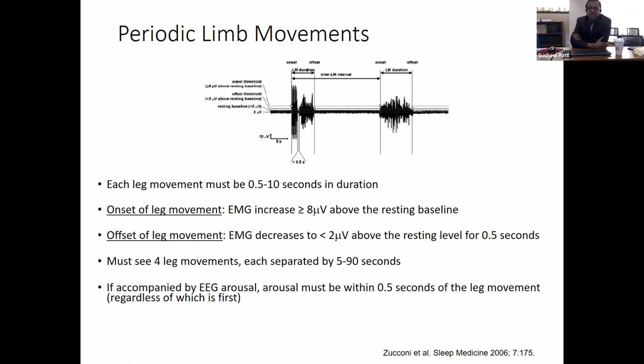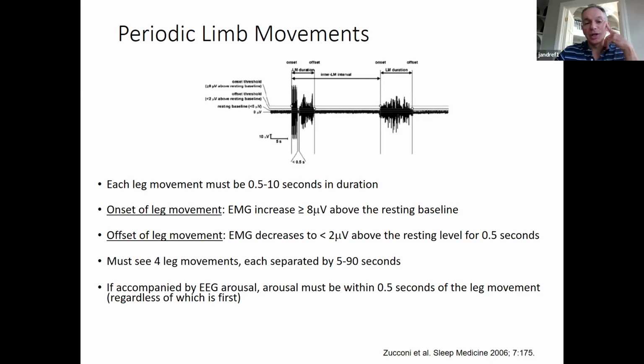And if it's accompanied by an EEG arousal, the arousal must be within half a second of the leg movement. Now, what's interesting with this particular rule is that the arousal could precede the leg movement or could be after the leg movement. And that's different when we look at respiratory arousals, for instance. Those have to be after the event. So this is the one time where you can see an arousal before or after the leg movement.